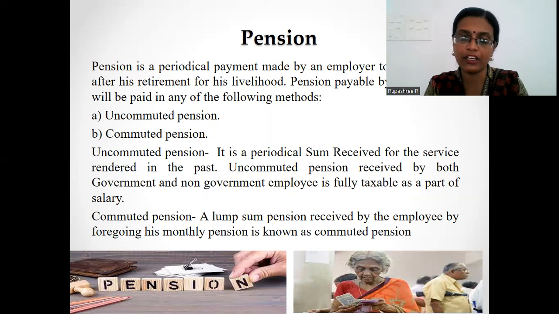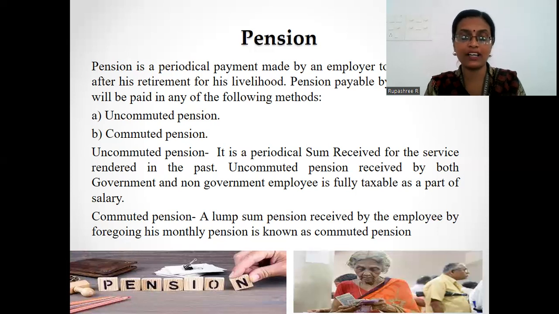Pension is payable under two different methods when a person retires from an organization. According to the Income Tax Act 1961, pensions can be classified into two different types: one, uncommuted pension, and secondly, commuted pension. First we will understand what we mean by uncommuted pension. Uncommuted pension refers to a periodical sum received for the service rendered in the past. It is received by both government as well as non-government employees and is fully taxable as a part of your salary whenever you receive it.